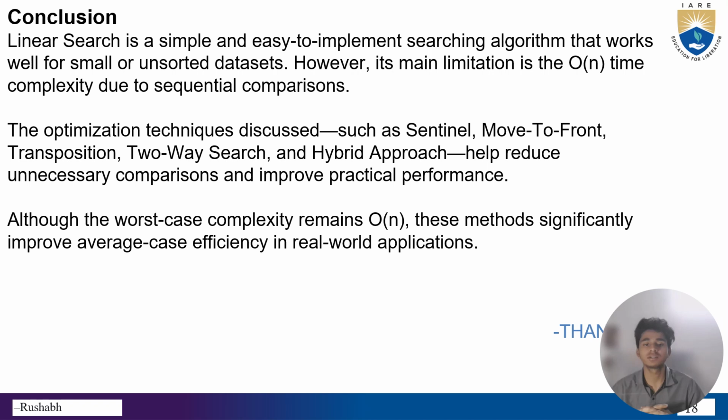Conclusion: linear search is a simple and easy to implement searching algorithm that works well for small or unsorted datasets. However, its main limitation is the O of n time complexity due to sequential comparison. The optimization techniques discussed, such as sentinel, move to front, transposition, two-way search, and hybrid approach, help reduce unnecessary comparisons and improve practical performance. Although the worst case complexity remains O of n, these methods significantly improve average case efficiency in real-world applications.